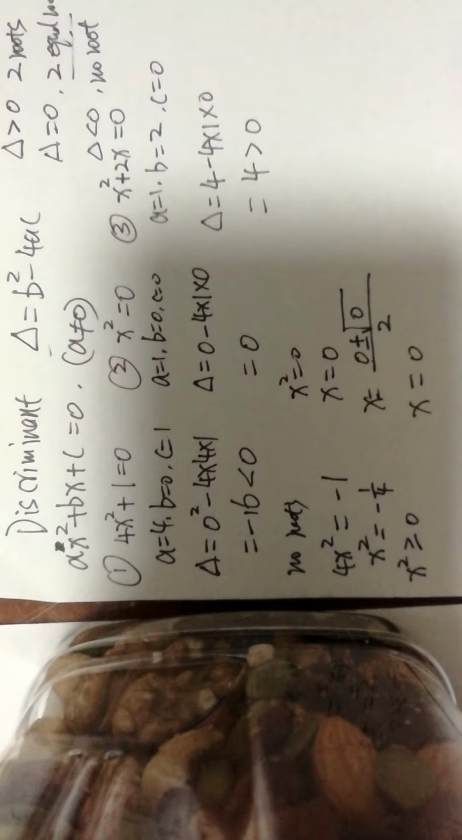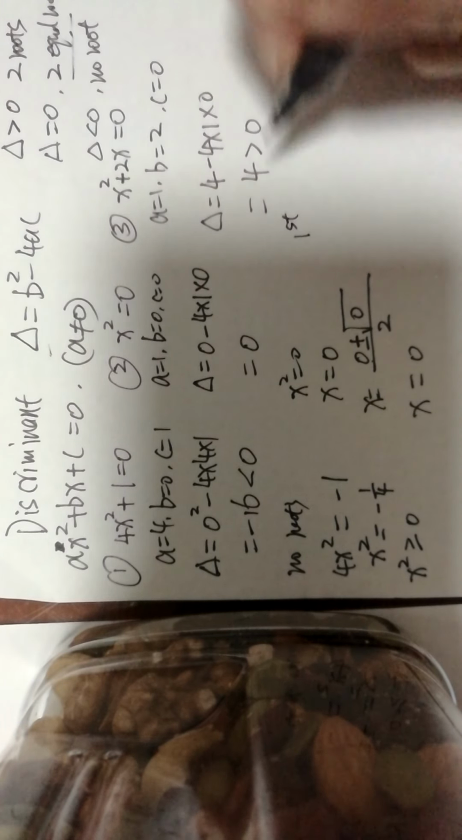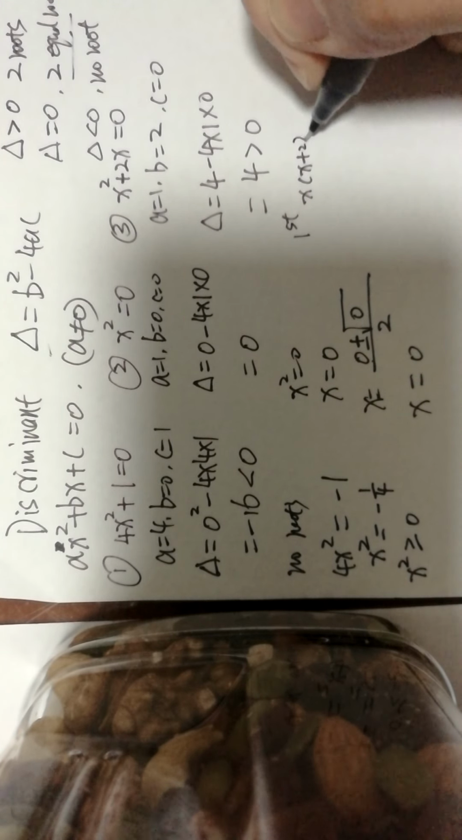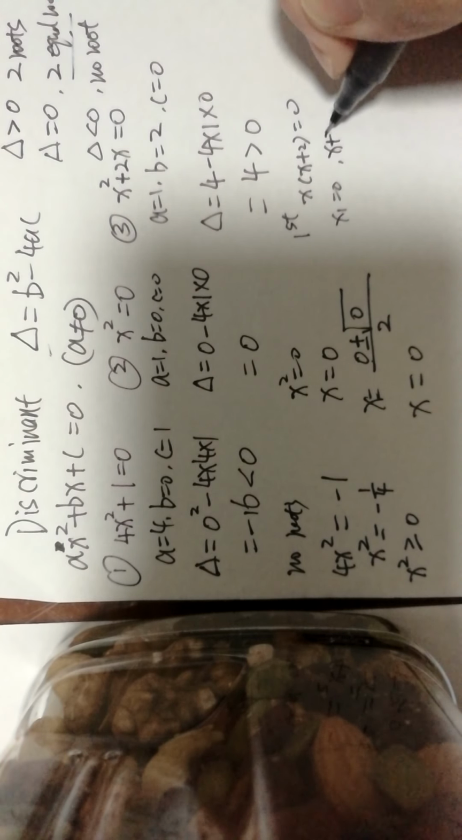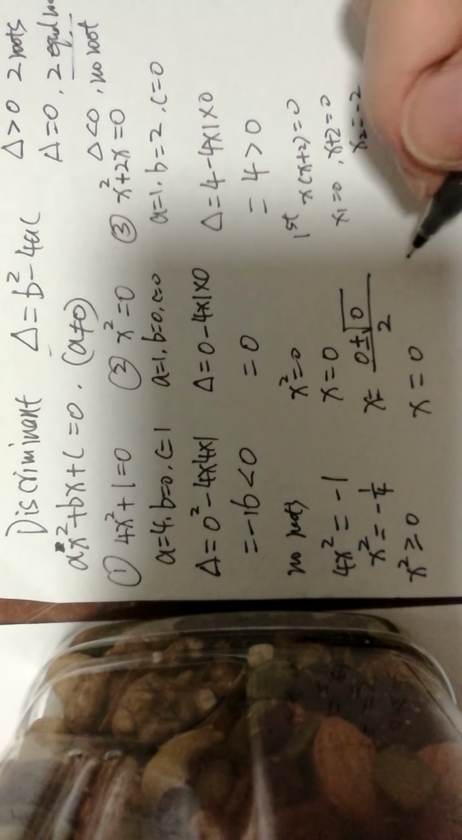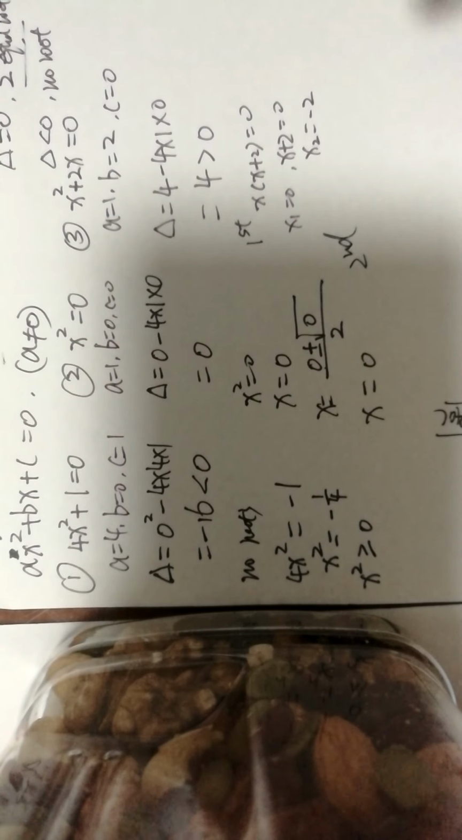There are lots of methods to solve this one. First, we can just factorize it. We can take x times x plus 2. Then the first part is x1 equals 0, and the second part is x plus 2 equals 0, which means x2 equals negative 2. For the second method, we can use the perfect square.